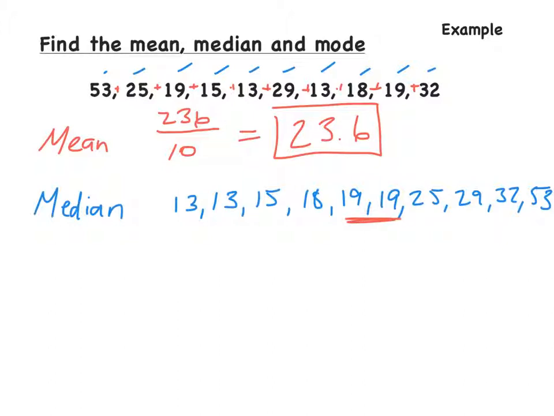We have two medians. So with this, we would add the two together and divide by 2. When we do that, we find out that our median is 19.